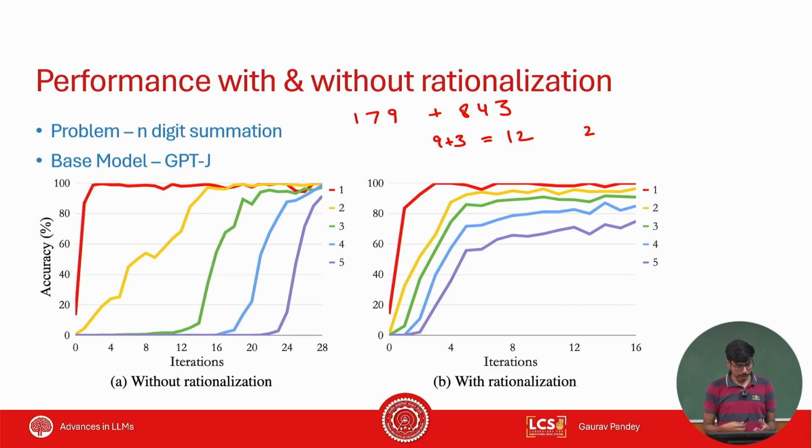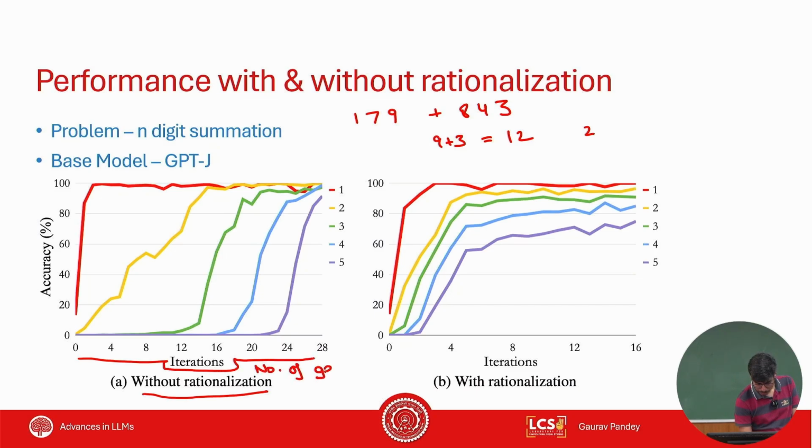So now if you train the model without rationalization, and these are the number of SFT steps, the number of generation plus SFT iterations.